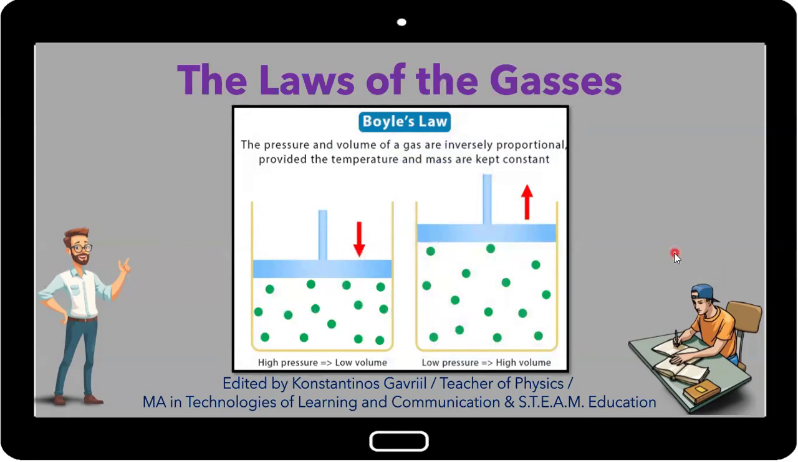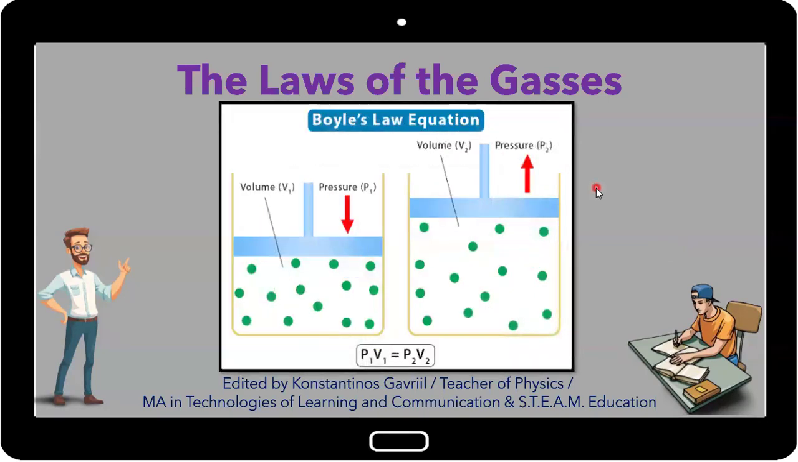Boyle's law now. We have three basic laws of the gases. Boyle's law states that the pressure and the volume of a gas are inversely proportional, provided the temperature and mass are kept constant. What does this mean? Here is the formula of Boyle's equation: P1 V1 equals P2 V2. 1 is the first condition on the left. 2 is the condition on the right side.